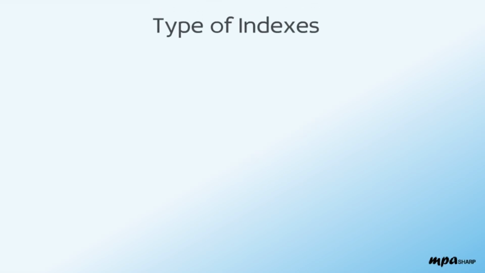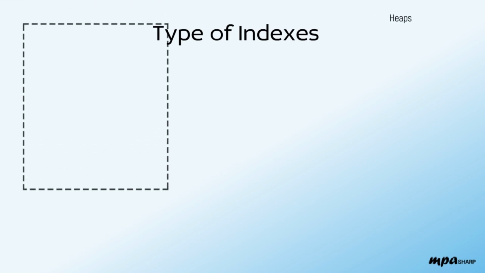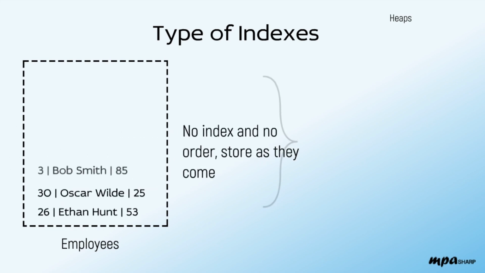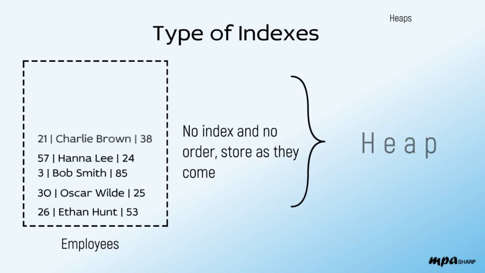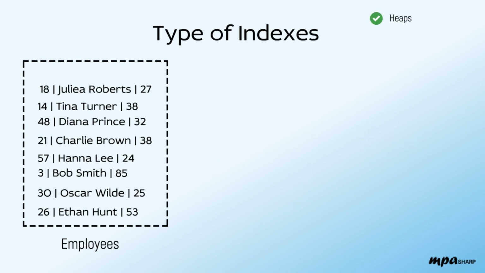There are several types of indexes in SQL Server. You can have tables without indexes. When a table doesn't have an index, it is called a heap. In a heap, there is no order to the data, and they are stored as they come. Next, we have clustered indexes.